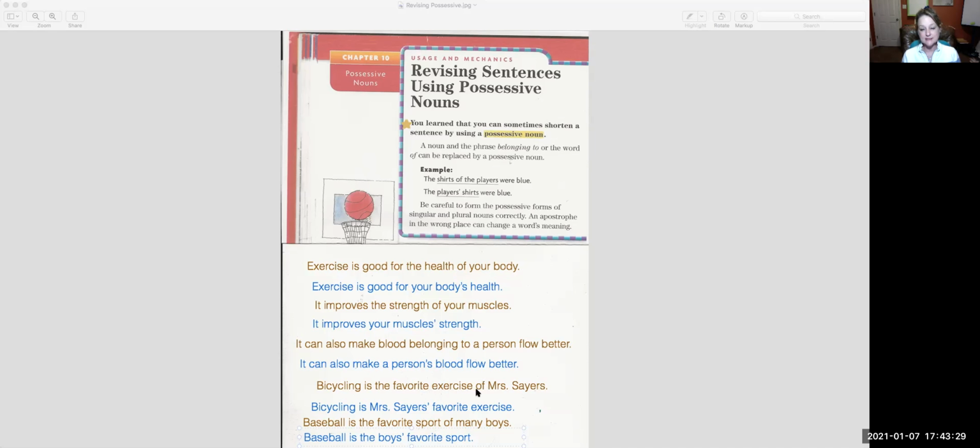Favorite exercise of Miss Sayers. This is something new that you're learning. If it is singular and it ends with an S like Miss Sayers does, there's not many Miss Sayers, there's just one Miss Sayers. But because my name ends with an S, all I have to do is add an apostrophe to the end of it. Bicycling is Miss Sayers, apostrophe, favorite exercise.